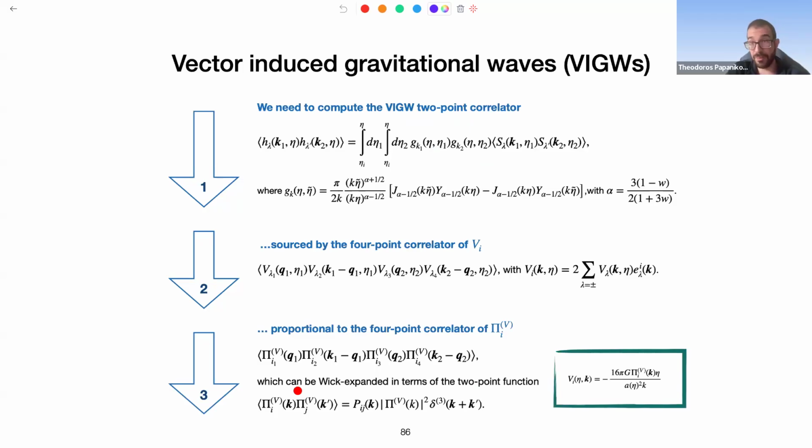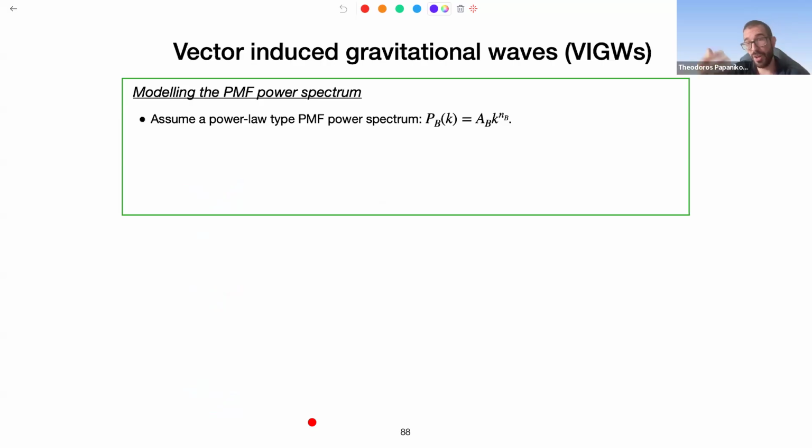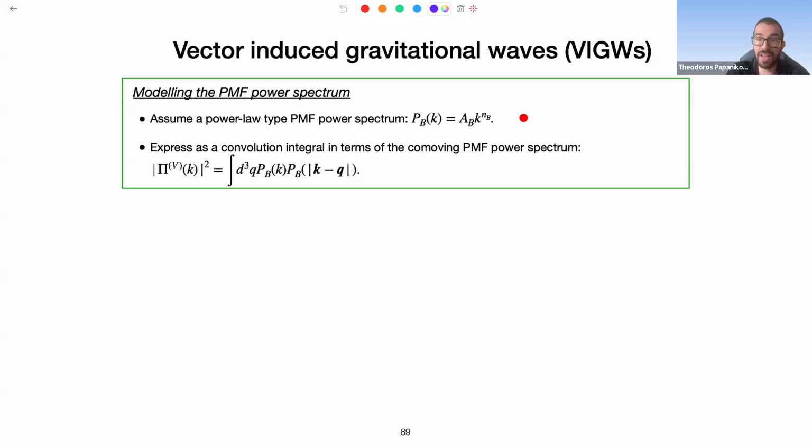However, using the Wick theorem, we were able to decompose this 4-point correlator into a product of 2-point correlators of the magnetic anisotropic stress. In order to extract some qualitative results, we made an assumption, modeling our primordial magnetic field power spectrum, which is the source of the vector modes and at the end the gravitational waves, as a power law, which is motivated by many primordial magnetogenesis models, and is characterized by its amplitude and its spectral index nB. Then one can compute the magnetic anisotropic stress squared we saw before as a convolution integral of this magnetic power spectrum.